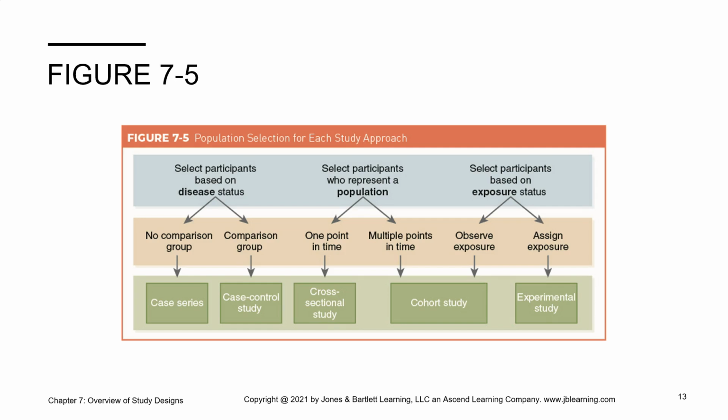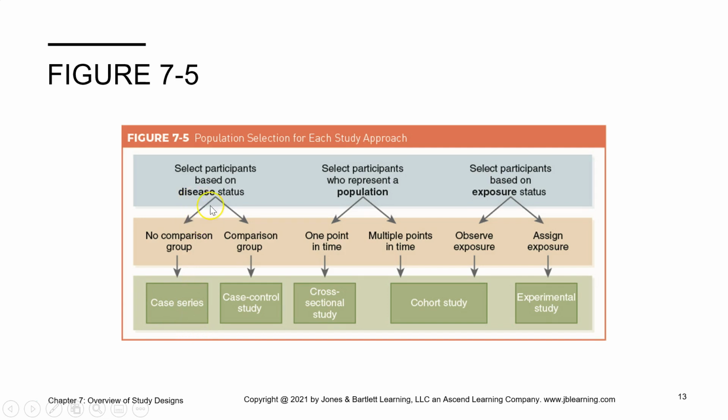Figure 7.5 goes over the population selection for each different study approach. And so you can here see how you can have everything set up a little bit differently, and then it tells you a recommendation for a study design. So for example, let's say you wanted to select participants based on a disease status. If you know that individuals have a disease and there's no comparison group, it's considered a case series. You're just describing people with the disease. You're making no comparisons.